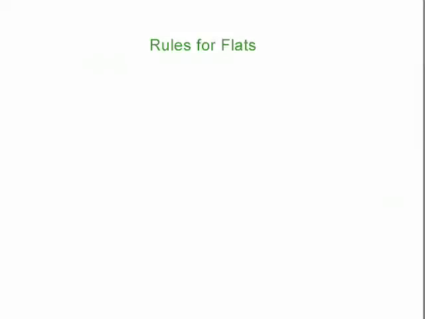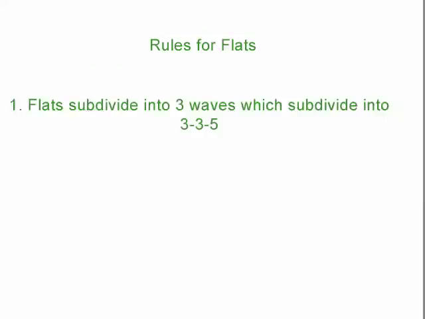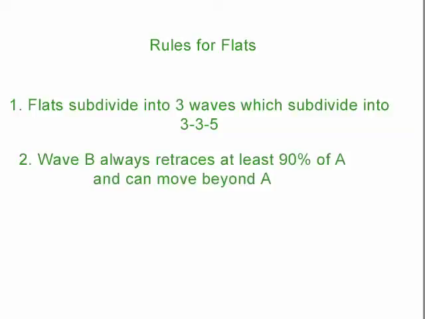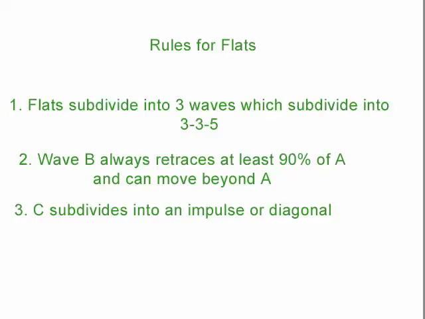The main basic rules for flats are as follows. Flats subdivide into 3 waves, which subdivide 3, 3, 5. Wave B within a flat always retraces at least 90% the length of wave A and can move beyond the start of the A wave. Within a flat, the C wave always subdivides into either an impulse or a diagonal. It must subdivide as a 5-wave structure.